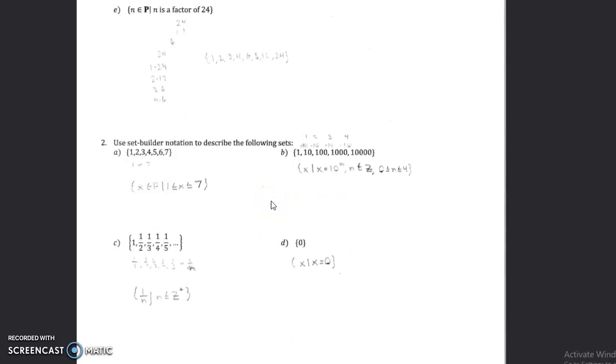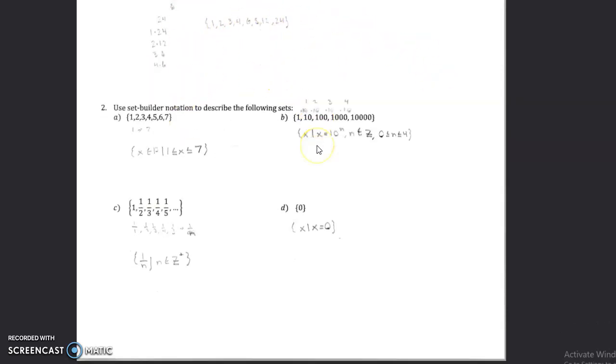The last one would be E, where n is going to be basically a factor of 24. So here, I just broke down 24 into its factors. So 1 and 24, 2 and 12, 3 and 8, 4 and 6. And you're just going to list them all out. So 1, 2, 3, 4, 6, 8, 12, 24 is going to be all in the set.